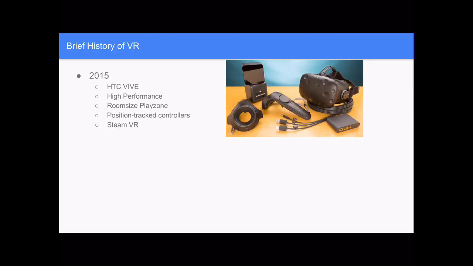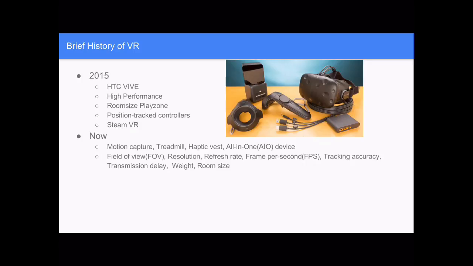There has been no vital revolutionary milestone since 2015, but we were working on some very attractive ideas, including motion capture, the treadmill, haptic vests, and all-in-one devices. There is also data showing that VR devices have been constantly improved, including the field of view, the resolution, the refresh rate of the screens, and frames per second of the software. There is better tracking accuracy and less transmission delay. There is less weight on the device and larger room size for the players.